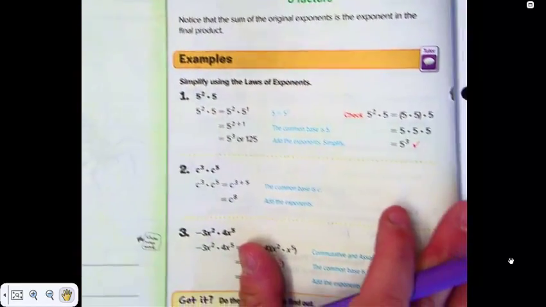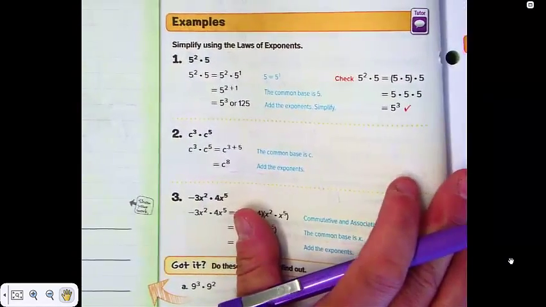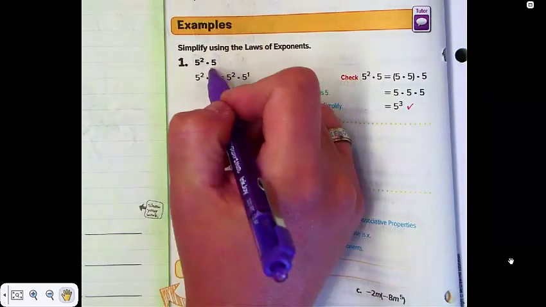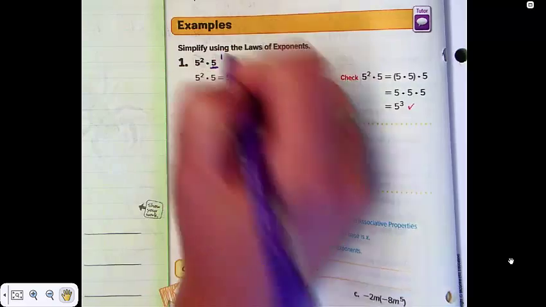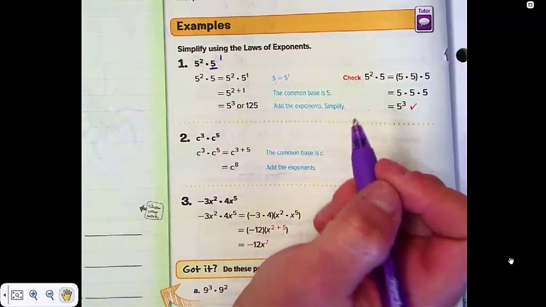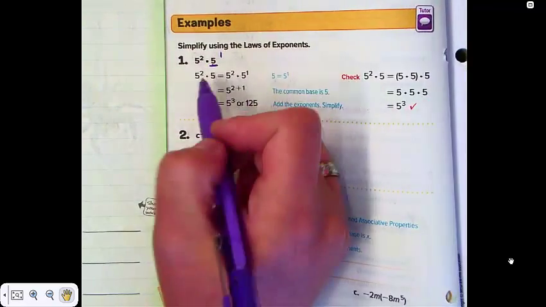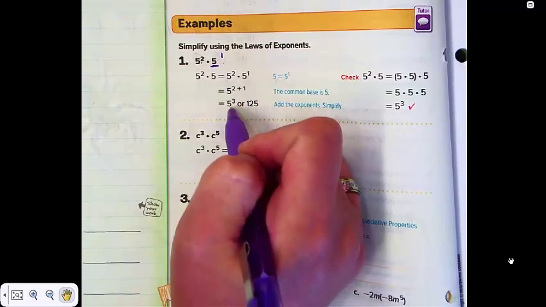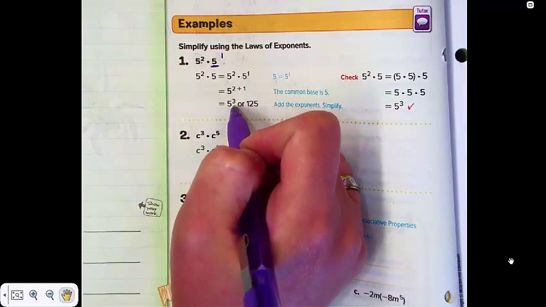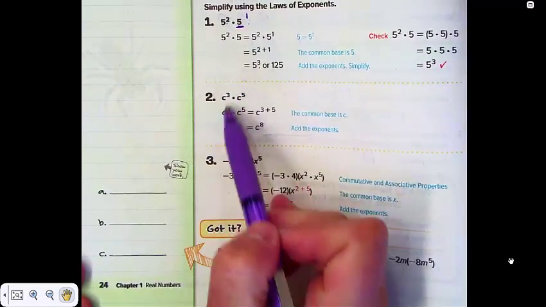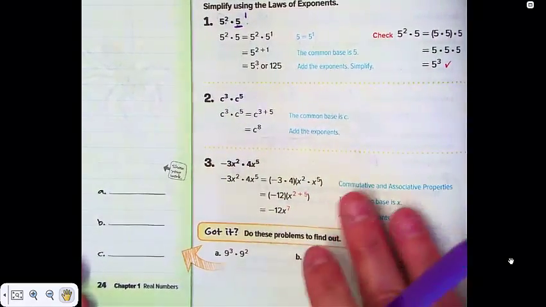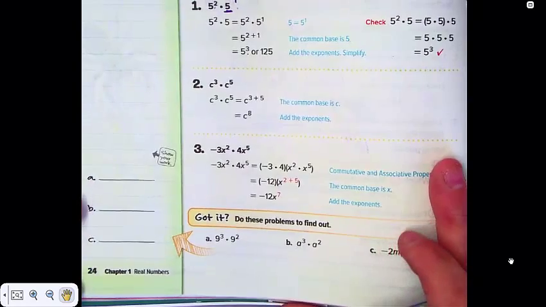So now let's look down here. Well, this first one, whenever there's not an exponent on a number like this 5, we should automatically know that it has an exponent of 1 because there's only one of them. So in this case, it'd be 2 plus 1, which would give you 5 to the 3rd power. Okay? Again, these are ones that I can go through and check and do, but I'm going to go ahead and start with A. Let's look at A.